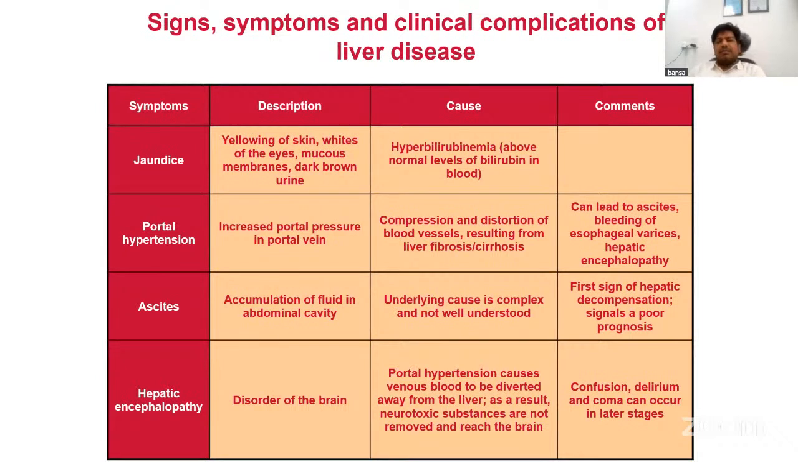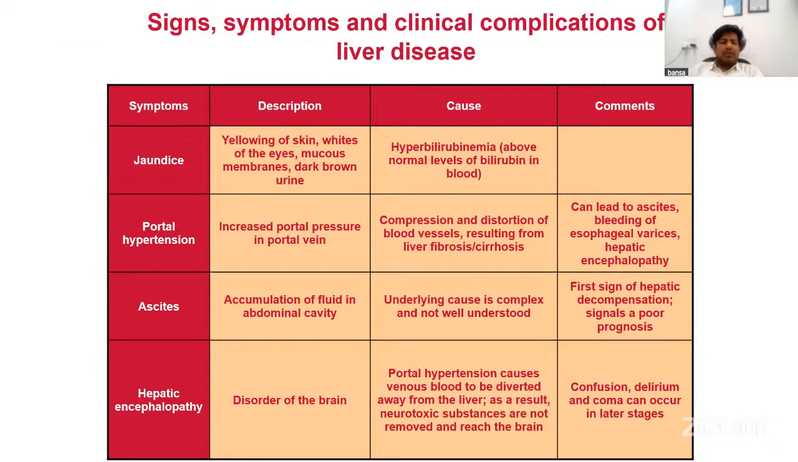These are some signs, symptoms, and clinical complications of liver disease. First is jaundice. Jaundice is almost always due to liver disease: yellow discoloration of the skin, sclera, and mucous membranes, and dark brown urine. It is caused by hyperbilirubinemia, an abnormal range of bilirubin. Portal hypertension is increased portal pressure from compression and distortion of the blood vessels resulting from fibrosis or cirrhosis. There is compression and distortion of the sinusoids, which leads to increased portal pressure, and increased portal pressure leads to esophageal varices, ascites formation, and encephalopathy.